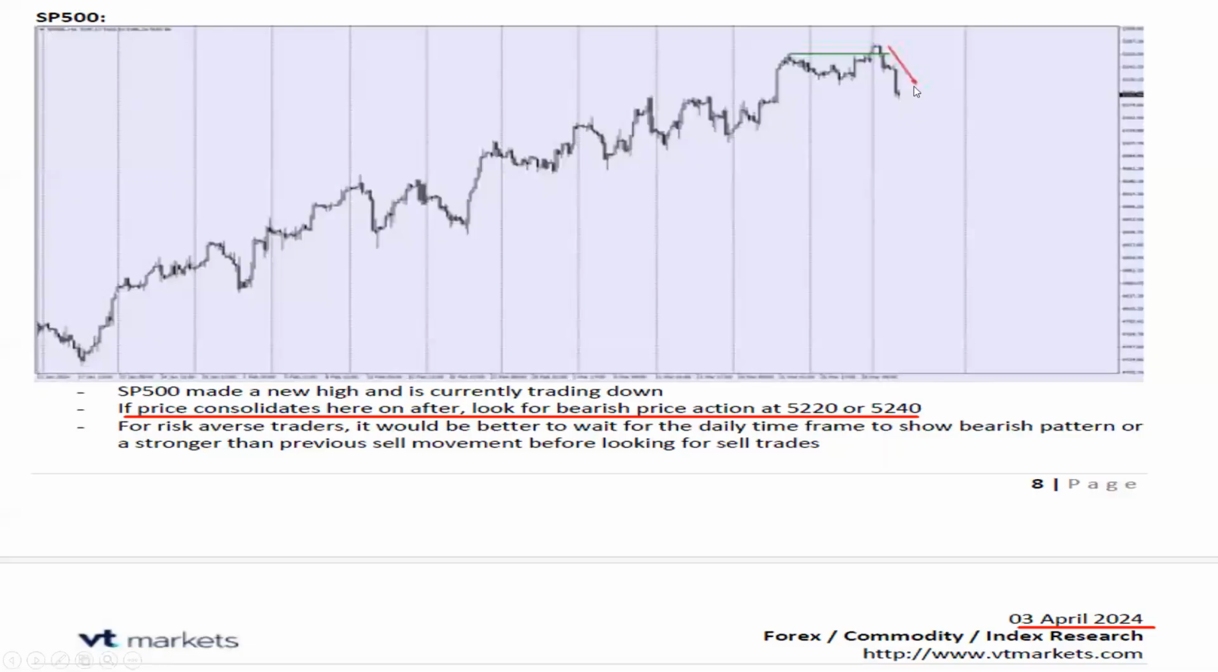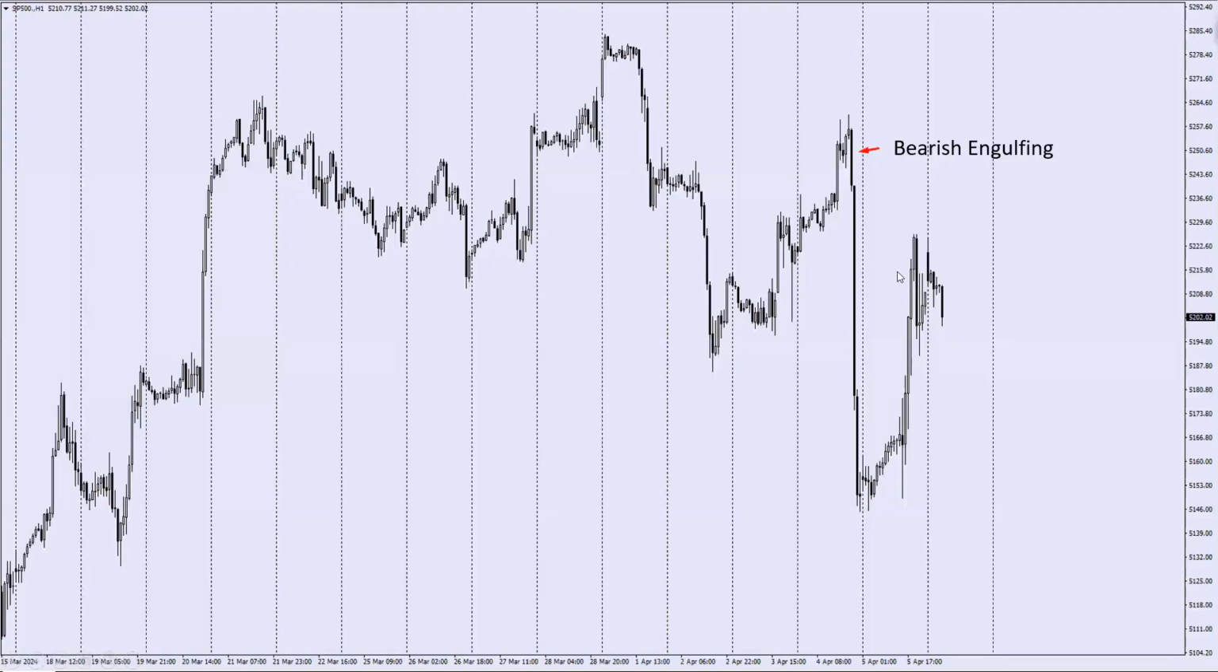This one was the S&P 500. If price consolidates here, then look for bearish price action at 5220 or 5240. This was the 3rd of April. And there you go, the bearish engulfing pattern came in. Strong push down over here. So this probably will give you something like a 5-to-1 return. So yeah, this is the H1 entry for the S&P 500.